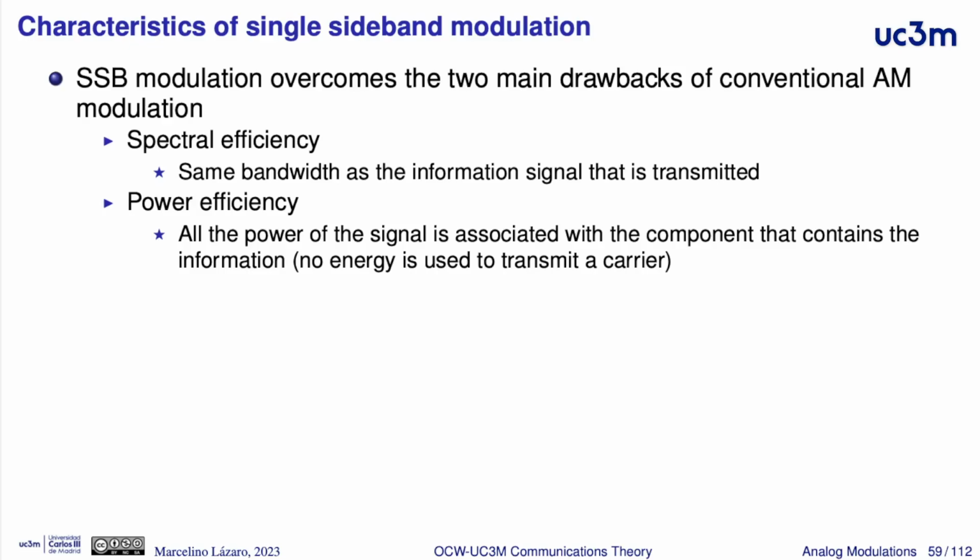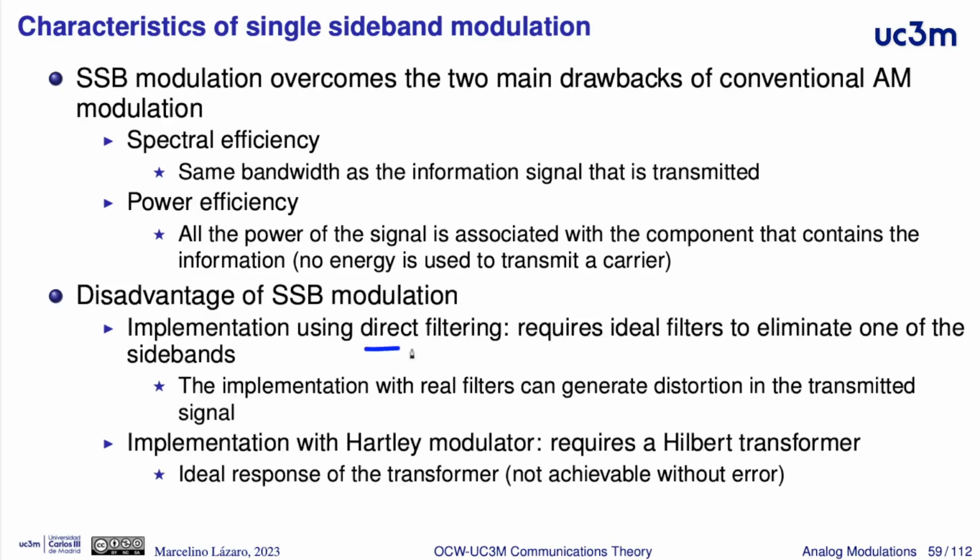These are the main advantages, but the single sideband modulation has a very important drawback in terms of implementation, because with the implementation using direct filtering, we need ideal filters to remove one of the sidebands. And in the implementation with a Hartley modulator, it is necessary to implement a Hilbert transformer, and the frequency response of a Hilbert transformer is also an ideal response that cannot be implemented without error.